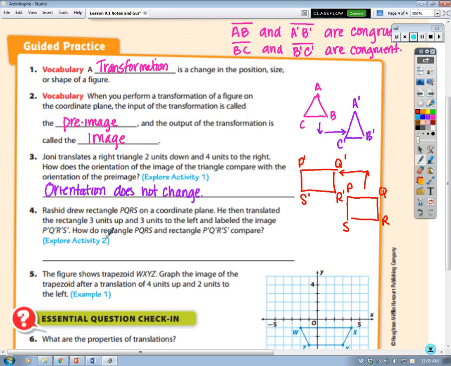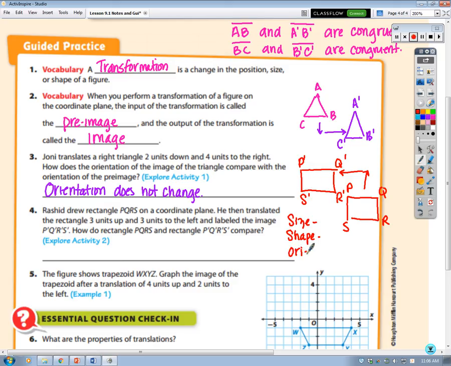How does rectangle PQRS and rectangle P prime, Q prime, R prime, S prime compare? So how do these compare? And so what we talked about in class today is there's 4 things that you want to look at in transformations. You want to look at size. Does size change? No, size did not change. Does shape change? No, shape did not change. Side lengths are still the same, angles are still the same. So size and shape did not change.